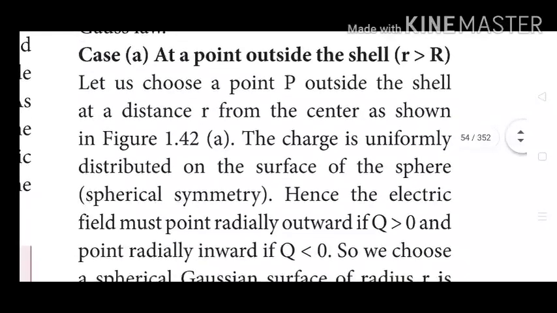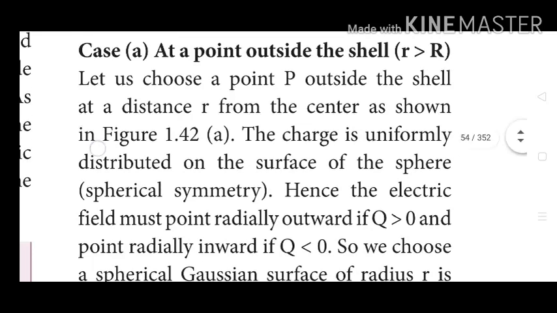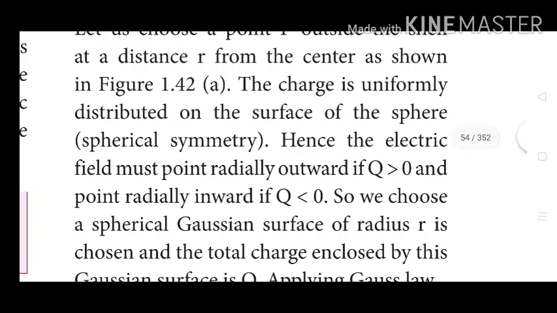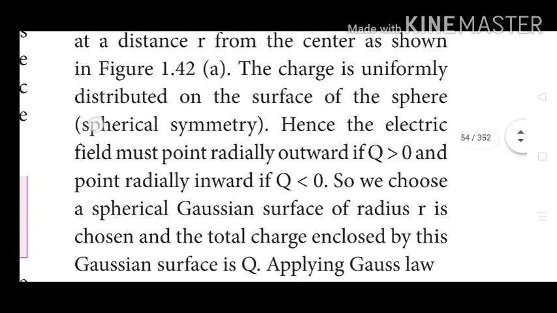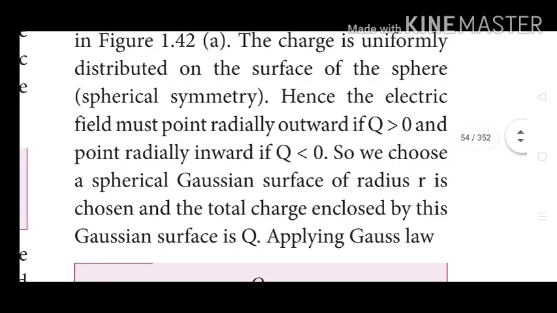Case 1. At a point outside the shell, that means r is greater than capital R. Let us choose a point P outside the shell at a distance small r from the center, as shown in the figure. The charge is uniformly distributed on the surface of the sphere, that means spherical symmetry. Hence, the electric field must point radially outward if capital Q is greater than 0, and point radially inward if Q is less than 0.